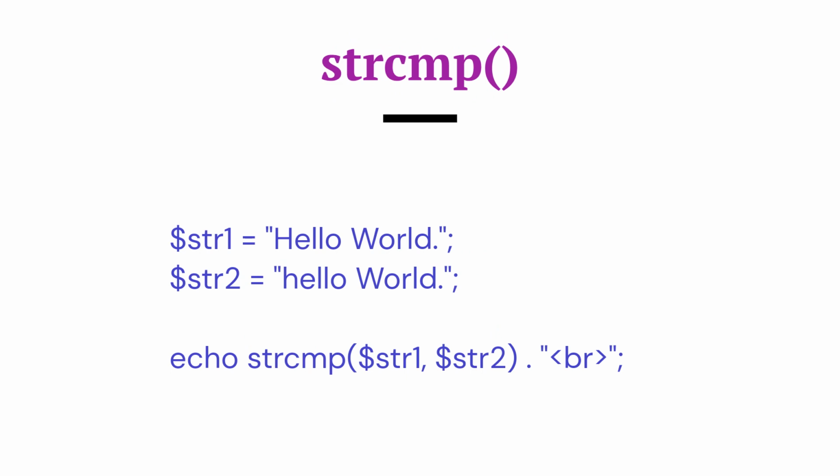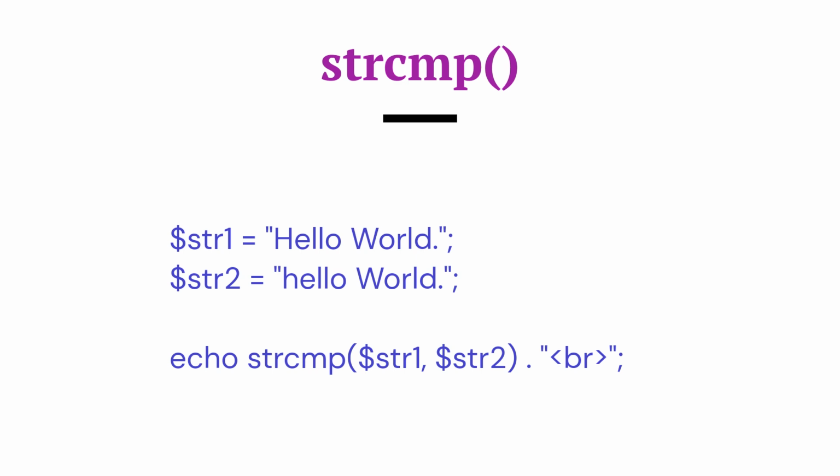strcmp function compares two strings. This is a case-sensitive function. In this example, understand how the comparison works. The ASCII value of each character of both strings is compared. The ASCII value is a special value assigned to each character of the keyboard. Character capital A has an ASCII value of 65, B has 66, and so on. Character small a has ASCII value 97, b has 98, and so on.